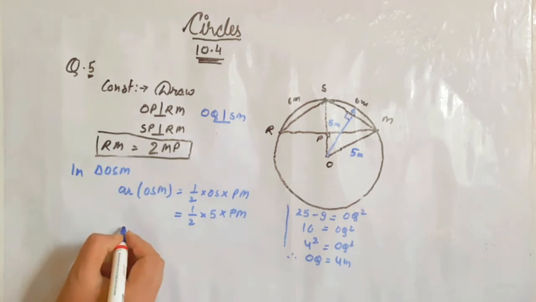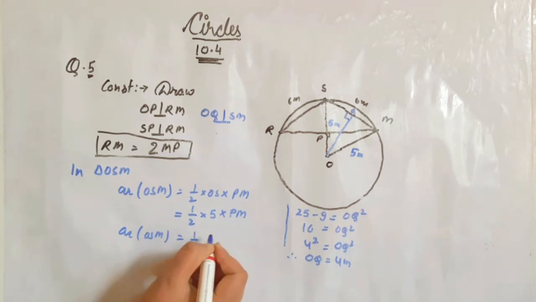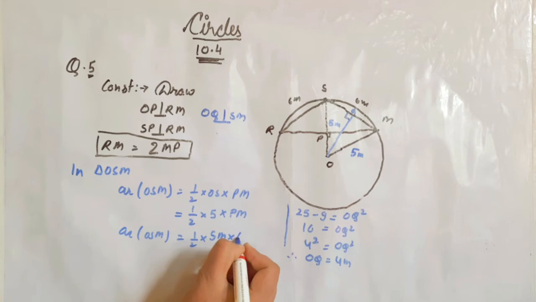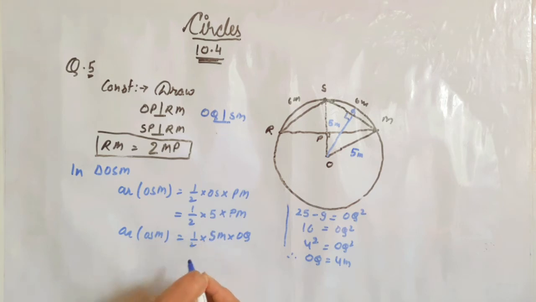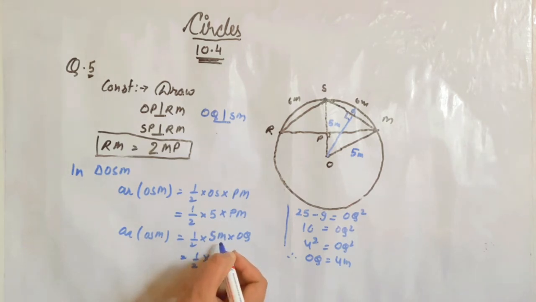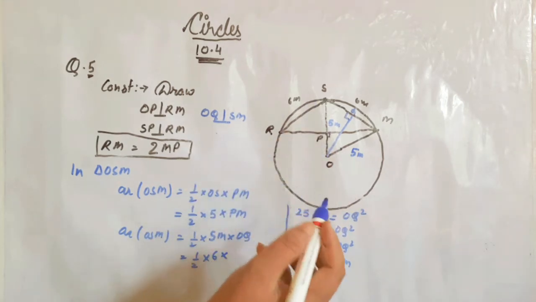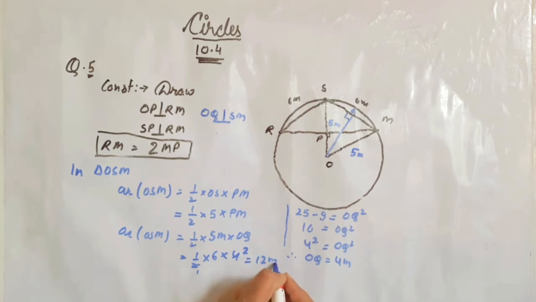And this area of the same triangle OSM can also be written as half into base into perpendicular. If SM is the base, then OQ will be the perpendicular. So half into SM, which is given as 6 meter, into OQ, which we found equals 4 meter. So 2 2s are 4 and 6 2s are 12 meter square.